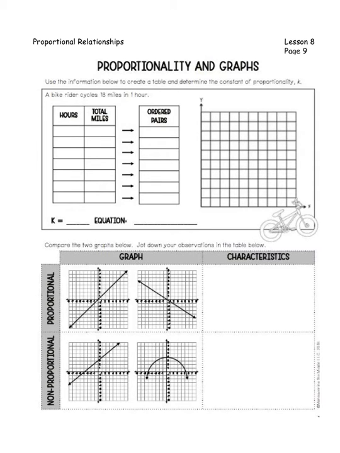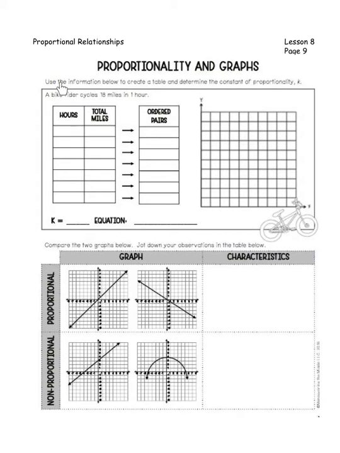Welcome back. Today's lesson is proportional relationships. It's lesson 8 and page 9. And now we're going to start talking about proportionality and graphs. So you can see a table, which is blank. We're going to be able to fill that in. As mentioned in the previous lesson, we're going to make some ordered pairs from that table. And then we're going to be able to make a graph.